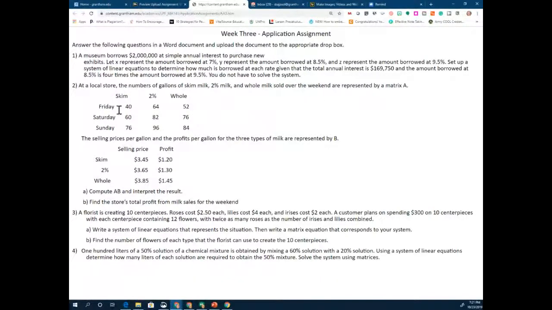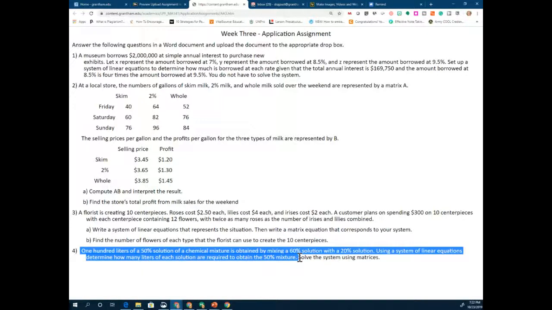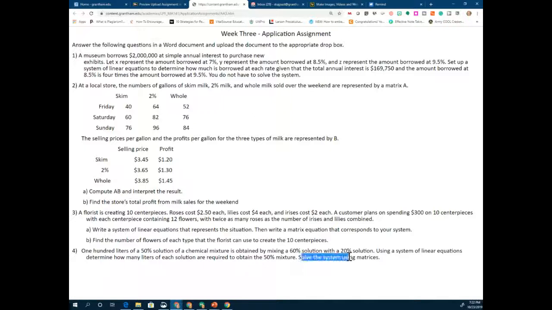Number 2 is matrix multiplication, so you'd have to write the matrix for this, show the multiplication, and then give the answer, and it says interpret the result. A lot of people forget that, so you need to make sure you do that. Number 3, write a system of linear equations. So you have to write the system first, then you write the matrix, and then part B is actually the solving process. So you need to show the setup and then the final answer. And then the last one is another one that you have to give the system, and then you need to solve using matrices. So then you need to show the system in matrix form, show the setup for solving, and then give the answer.